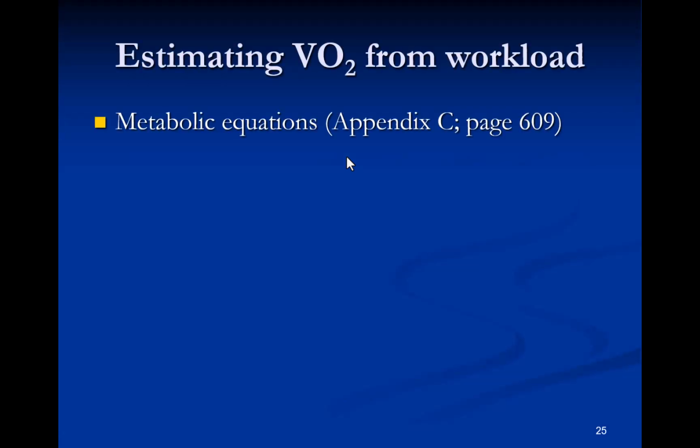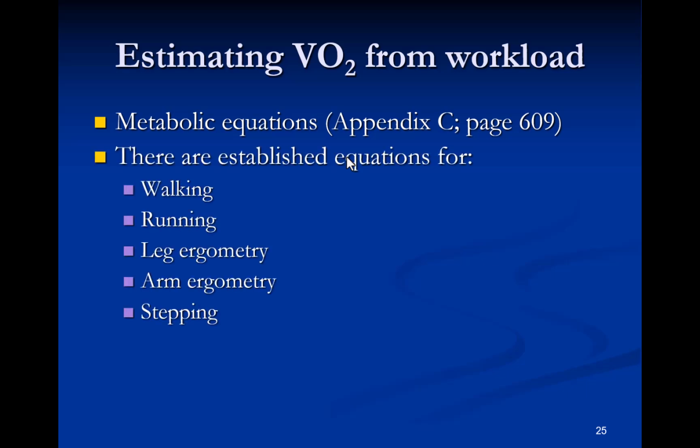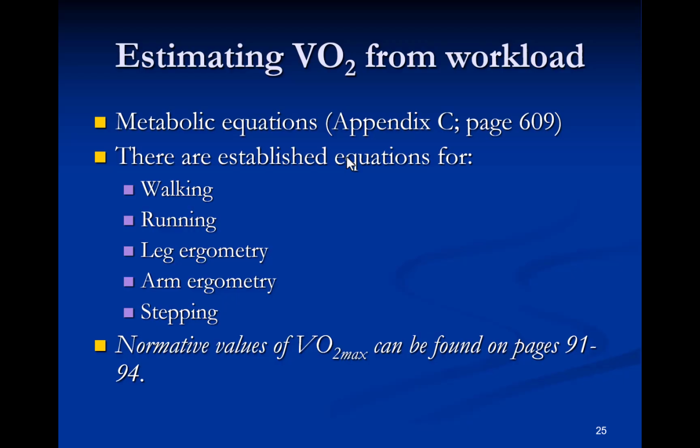And then once you get that max workload or estimated max workload, you can estimate VO2 max from that, or estimate VO2 with that, because there are equations that you can put workload into, and it will give you the estimated VO2 at that workload. These are in your book, and I'll have a separate lecture about this. I call them metabolic equations. There are established equations for walking, running, cycling, and stepping as well. And if you're interested in normative values of VO2 max, what's considered good versus bad, they're all found in your textbook.